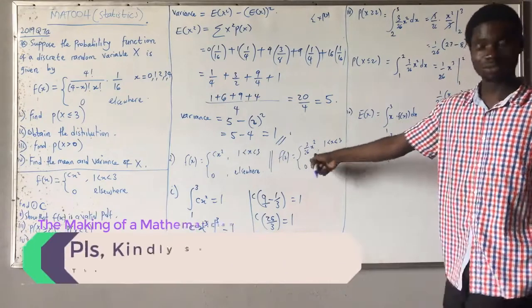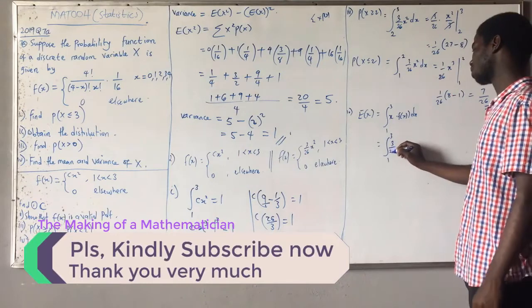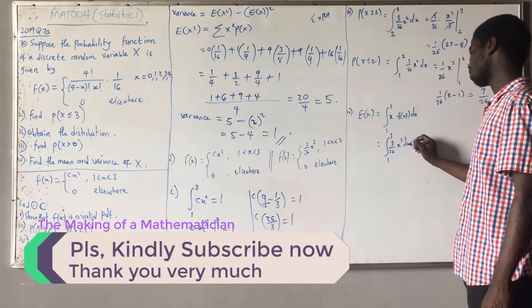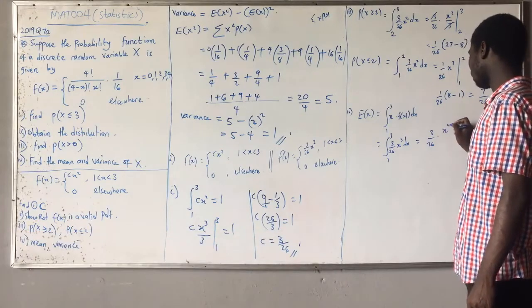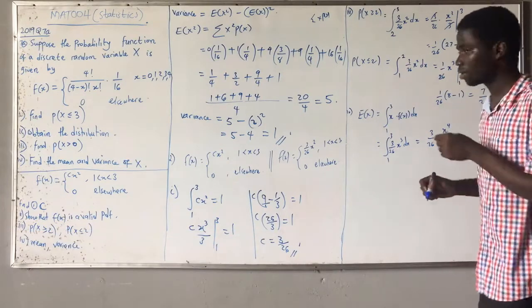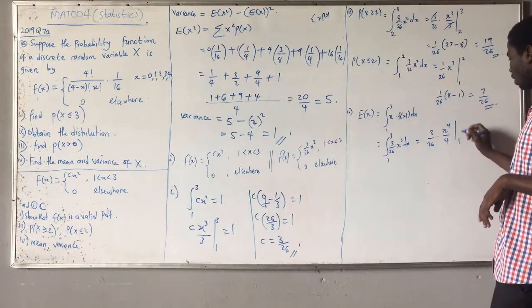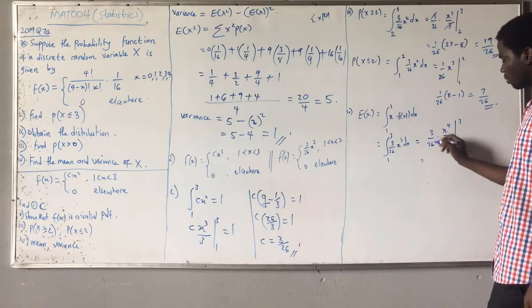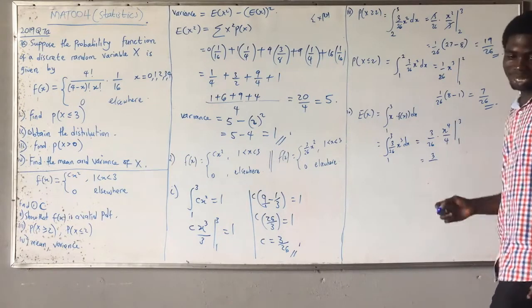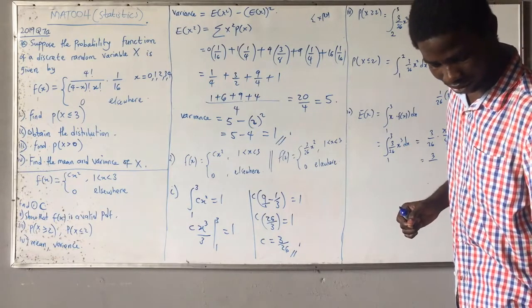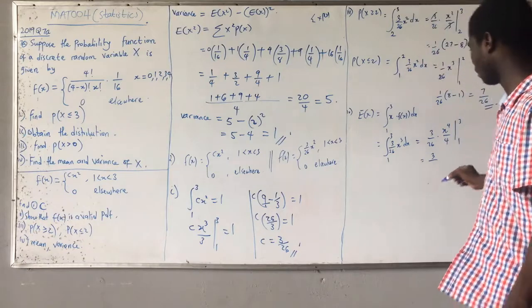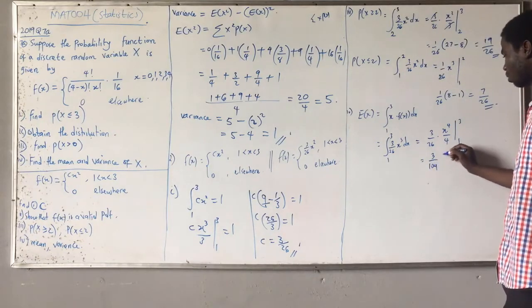F of s is what? 3 over 26 s squared. So I will have 3 over 26 s cubed ds. So this one will be 3 over 26 times s to the power 4 over 4, then I have the bounds 1 to 3. So this one would be 3 over 26 times 4. 26 multiplied by 4 will give me 104. You can check with your calculator too.